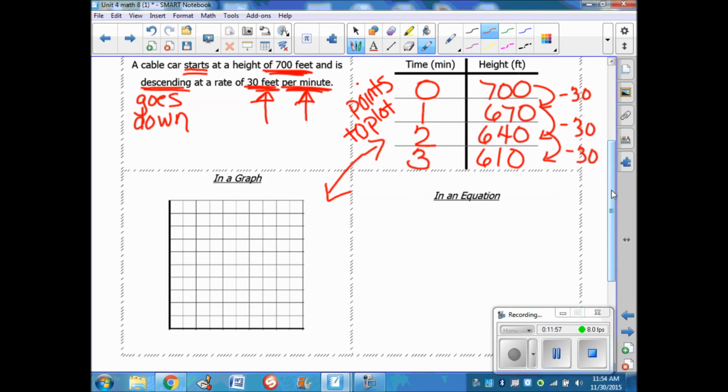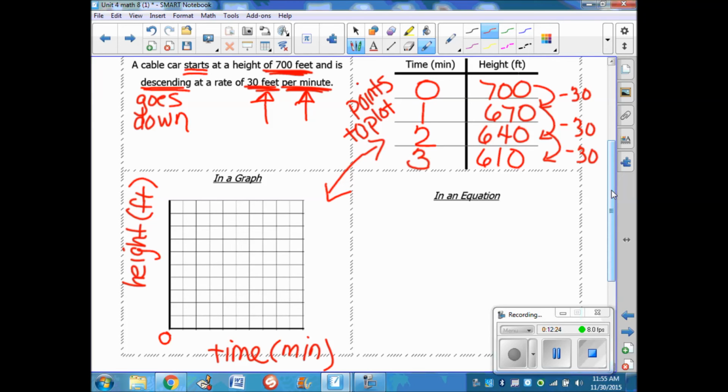Right? So time, that's on our x-axis in minutes. Make sure you label your units. And height along the y-axis. And make sure you label your units, feet. Okay. Right here, that's our 0, 0. Okay. Now I'm going to spread this out a little bit. You only have to go up to 3 minutes.